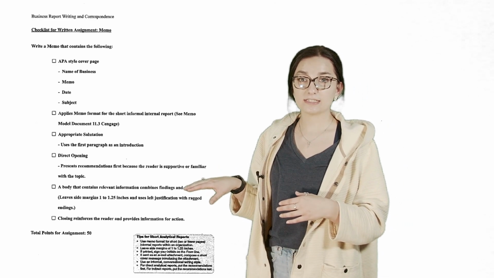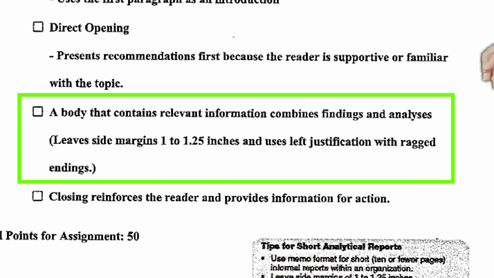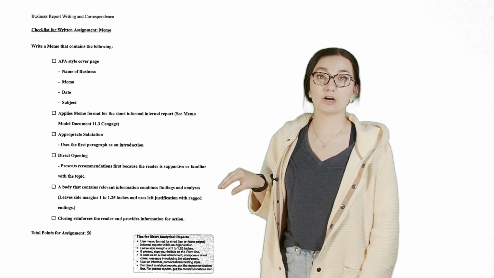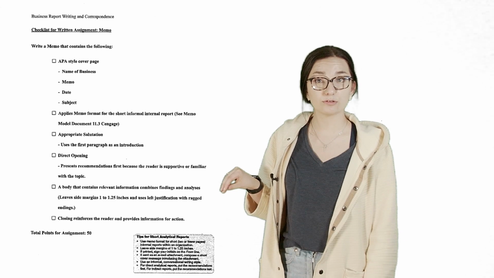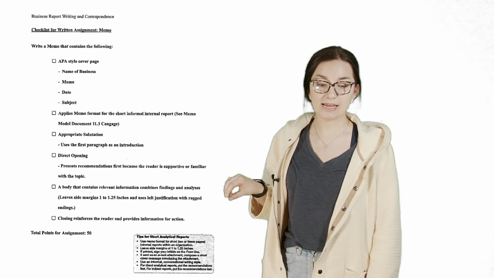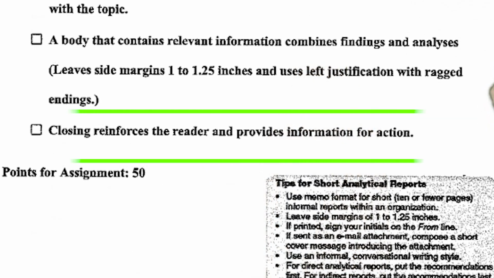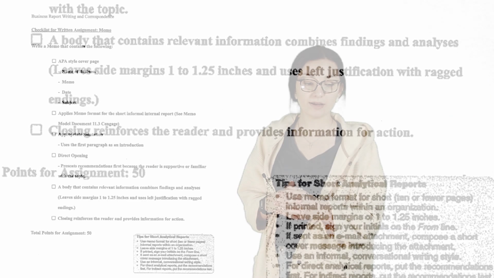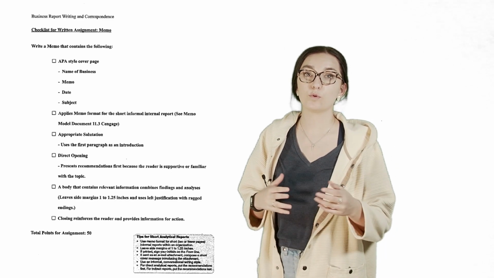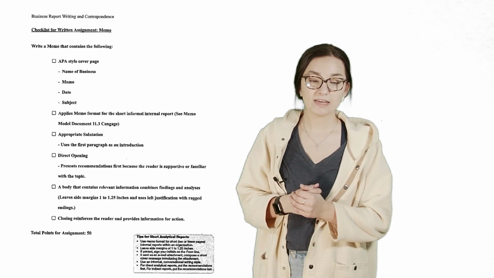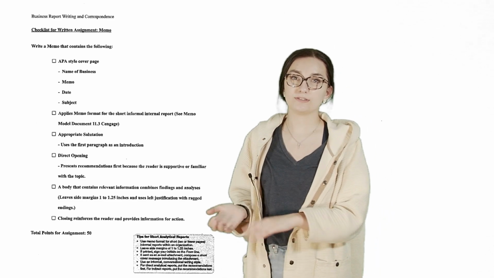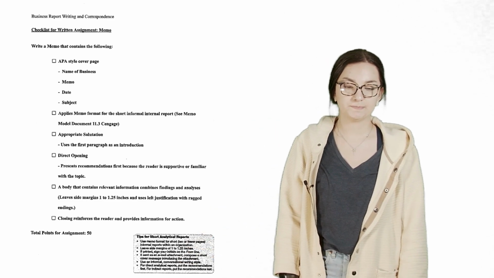Next on the checklist is the body that contains the relevant information of the memo. So the main things you wish to communicate through this memo will be in your body. Lastly, you will close the memo with reinforcements to the reader and provide information for what action you expect the reader to take after receiving this memo. In total, this checklist totals 50 points.